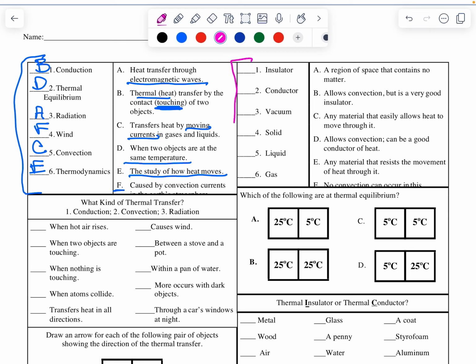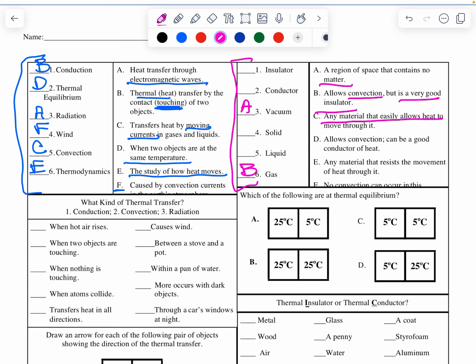Next, let's look through this batch. A region of space that contains no matter at all is called: insulator, conductor, vacuum, solid, liquid, or gas? The absence of anything is called a vacuum. This allows convection, but it is a very good insulator. And that state of matter was a gas.